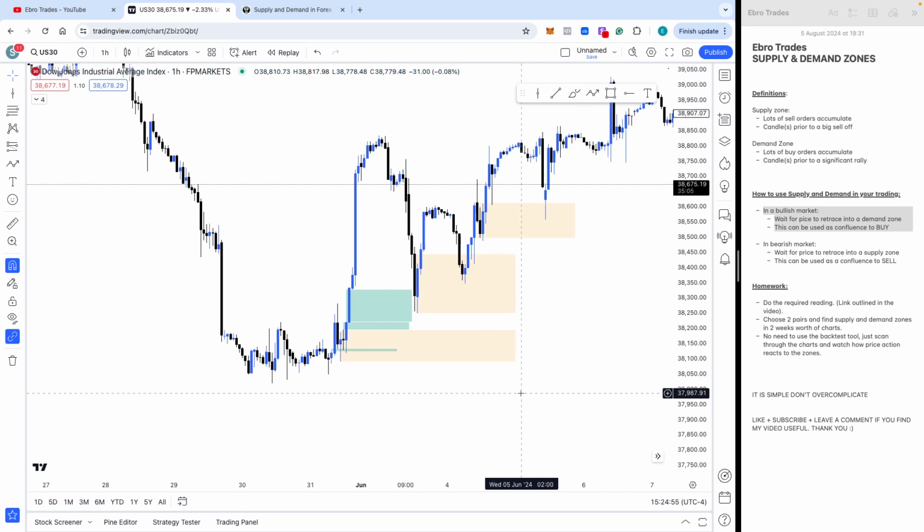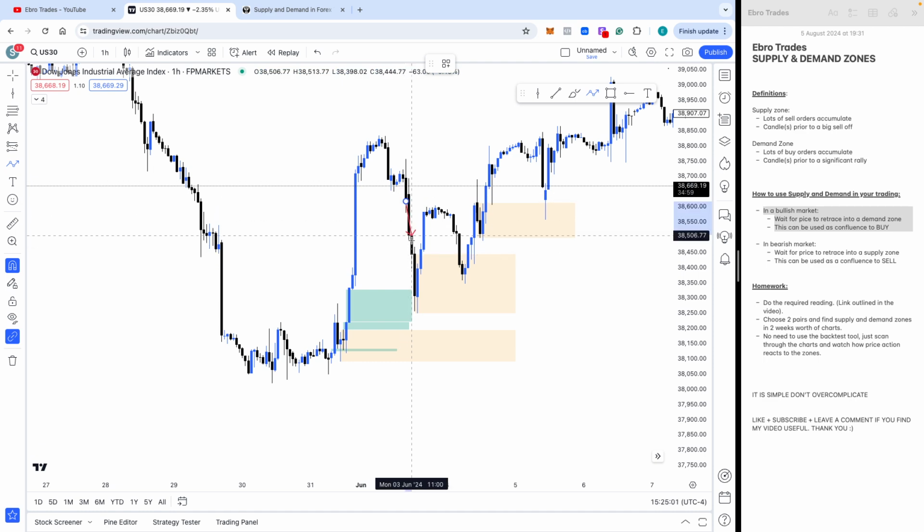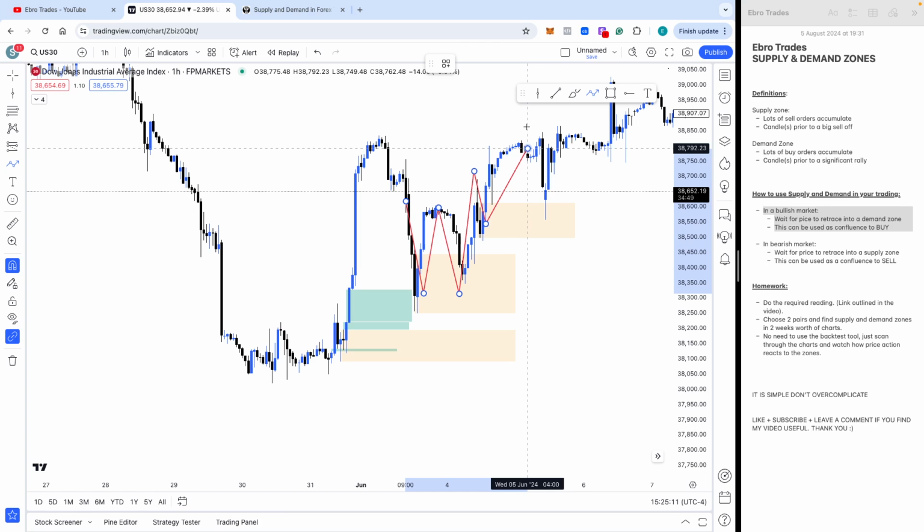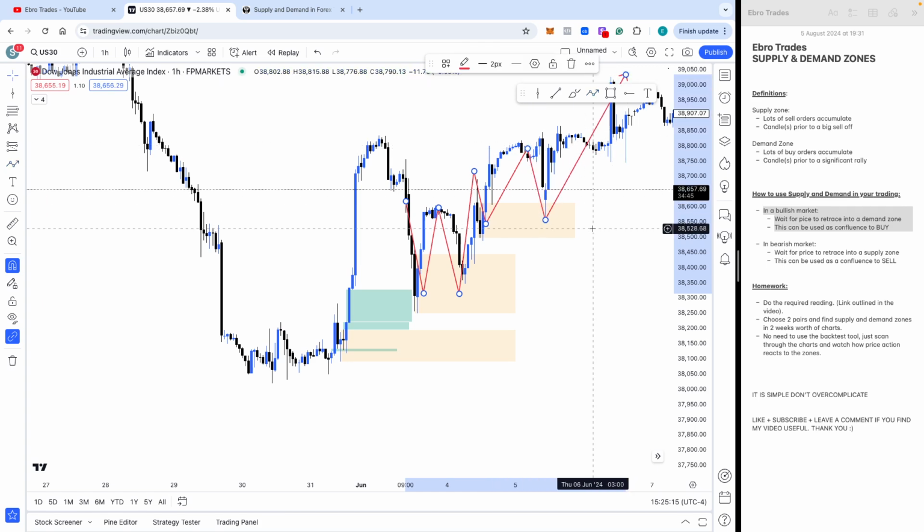Okay, how would these demand zones have come into play for our trades? Well, it's pretty clear, right? Price retraces into the demand zone before going higher. Retraces into the demand zone before going higher. Again, retraces before going higher. I hope that makes sense.